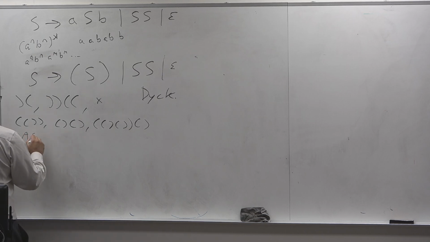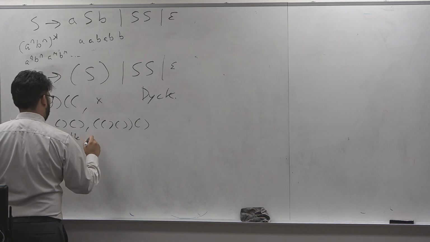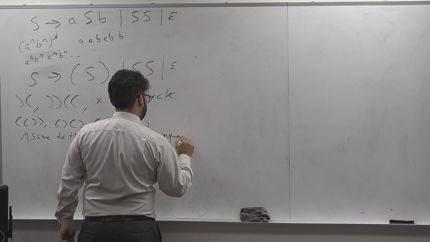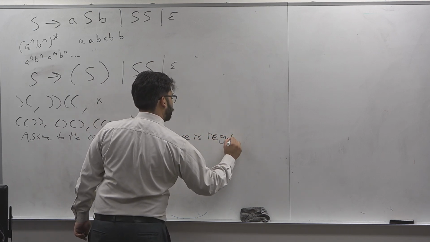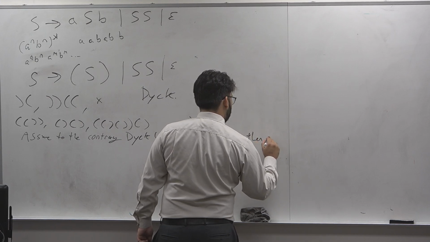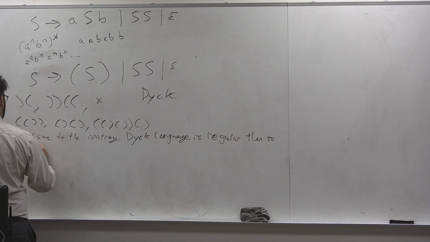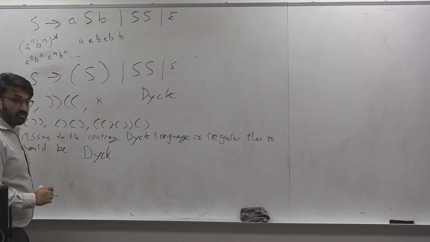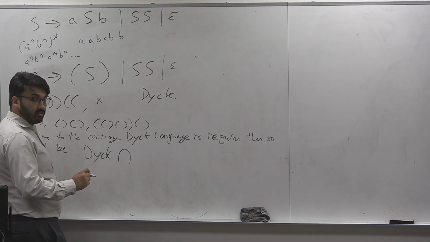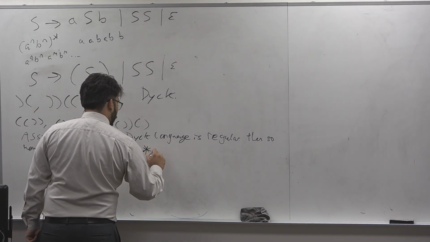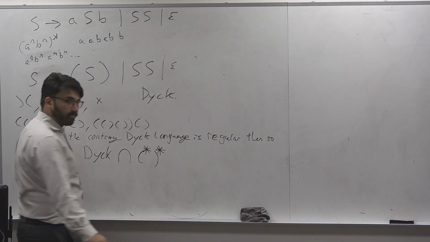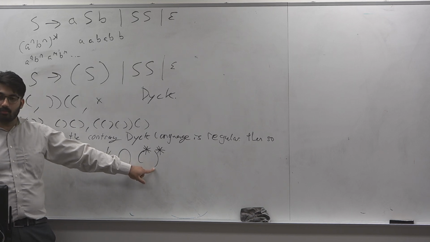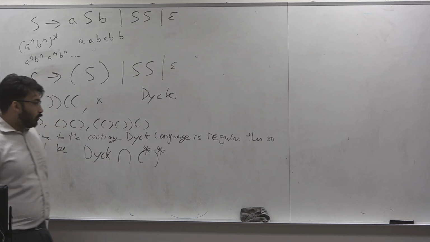Assume to the contrary that the Dyck language is regular. Then so would be the Dyck language. Recall that the regular languages are closed under intersection. So if we intersect this with a regular language, it should also be regular. So we're going to intersect it with open star, closed star. That is a regular expression: any number of opens followed by any number of closes. Let's take the intersection of that with the Dyck language. What language will this be?